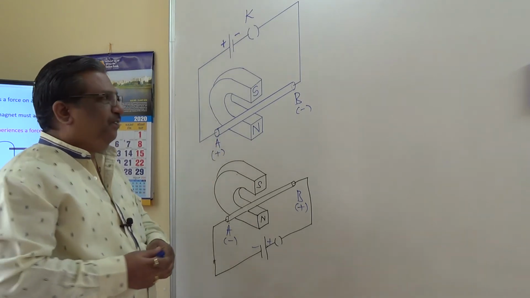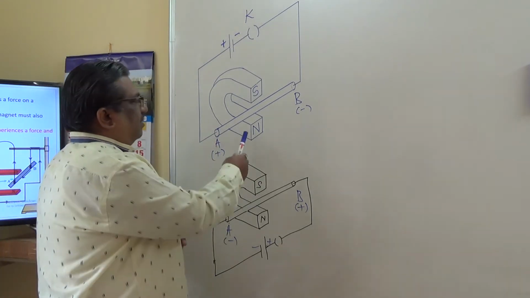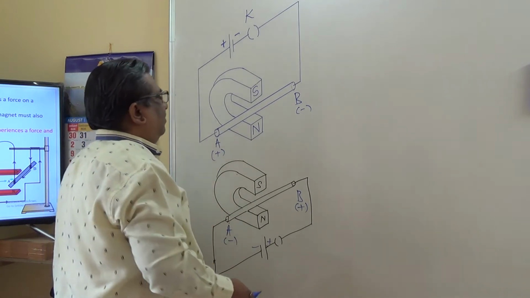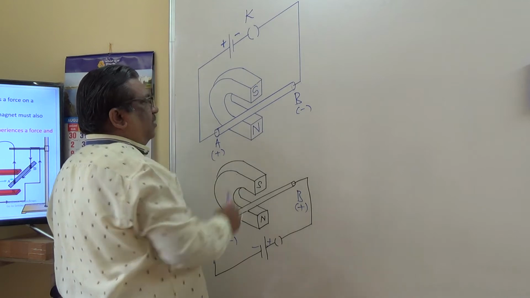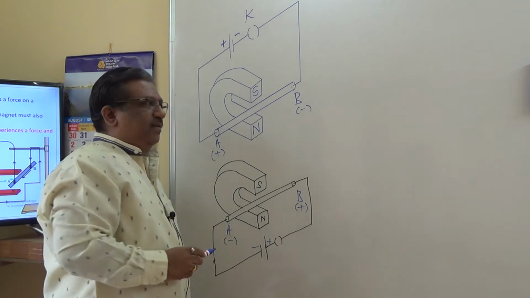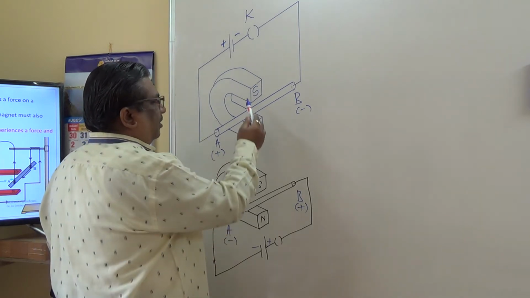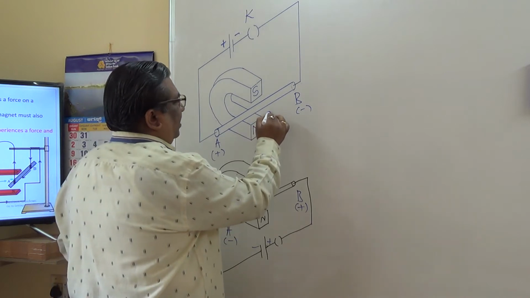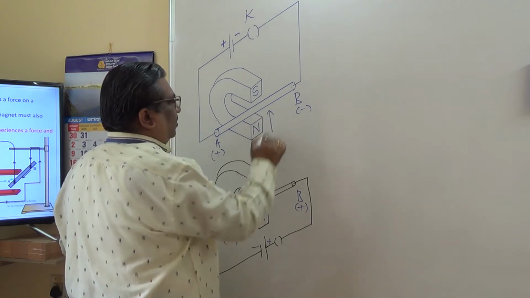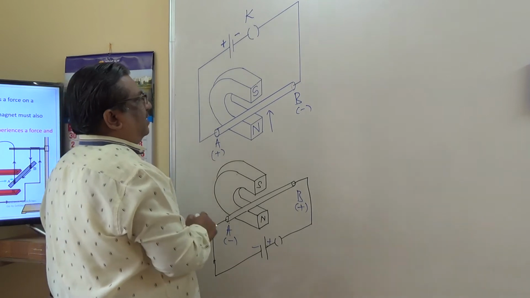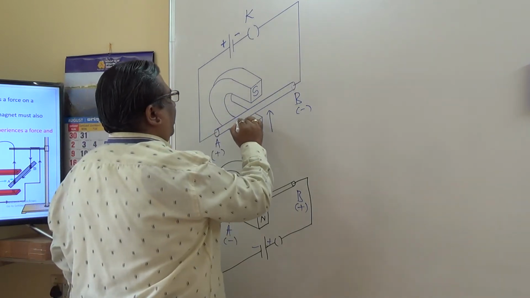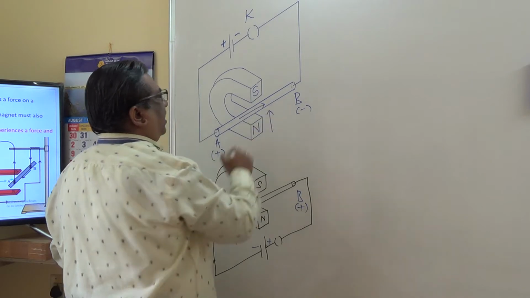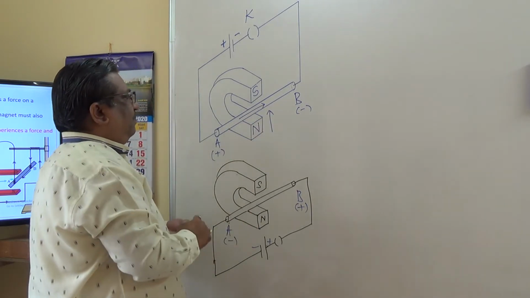Before that, see here the directions, I'll mark it. The direction of the magnetic field is from north to south. You know, externally the direction of the magnetic field is from north to south. Conductor, let us see the current direction, positive to negative. That means from A to B. This is how the current is flowing in this conductor.